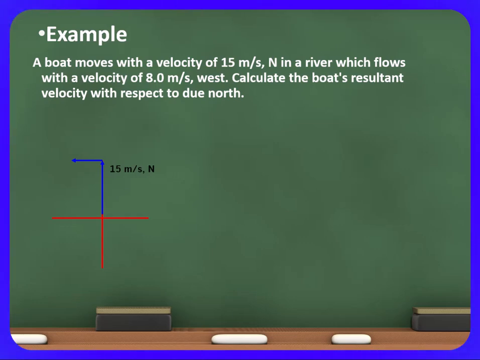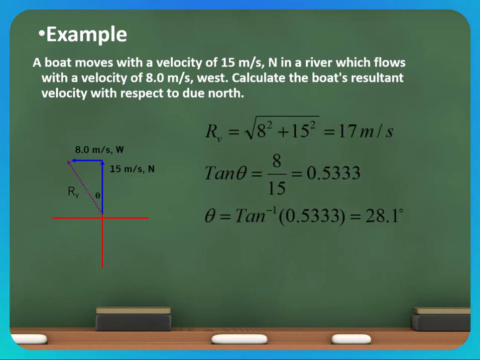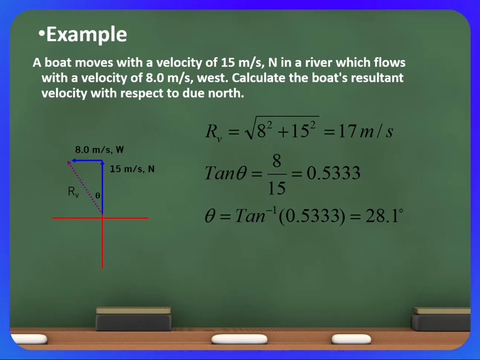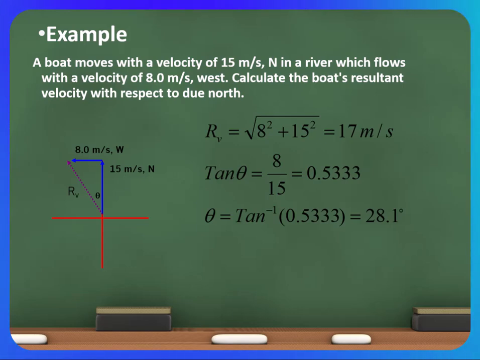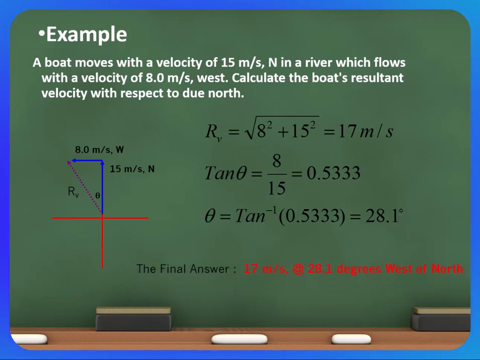All right, let's calculate the resultant using the Pythagorean theorem. The resultant vector is going to be 8 squared plus 15 squared. Find the square root of that, and that's 17 meters per second. Okay, the tangent of theta, so here's theta, is going to be opposite over adjacent, or 8 over 15. To find theta, use the inverse tangent function, and we get 28.1 degrees. So our final answer is 17 meters per second at 28.1 degrees. And then we have to describe what this is. This is west of north.